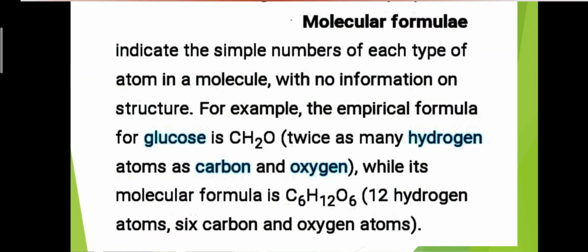For example, the empirical formula for glucose is CH2O, twice as many hydrogen atoms as carbon and oxygen, while its molecular formula is C6H12O6: 6 carbon, 12 hydrogen and 6 oxygen atoms make a molecule of glucose.